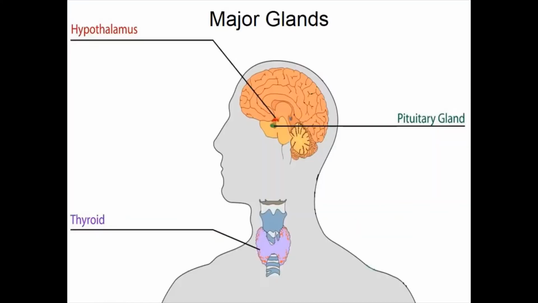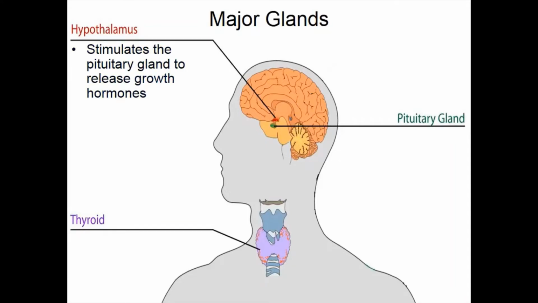So now I want to start going over the major glands of the endocrine system. And let's start with the hypothalamus. It's in the brain and it releases hormones that will stimulate the pituitary gland, which is just beneath it. So hormones of the hypothalamus will travel through the blood to the pituitary gland. The pituitary gland will respond by releasing growth hormones. A great example of how glands communicate with other glands.